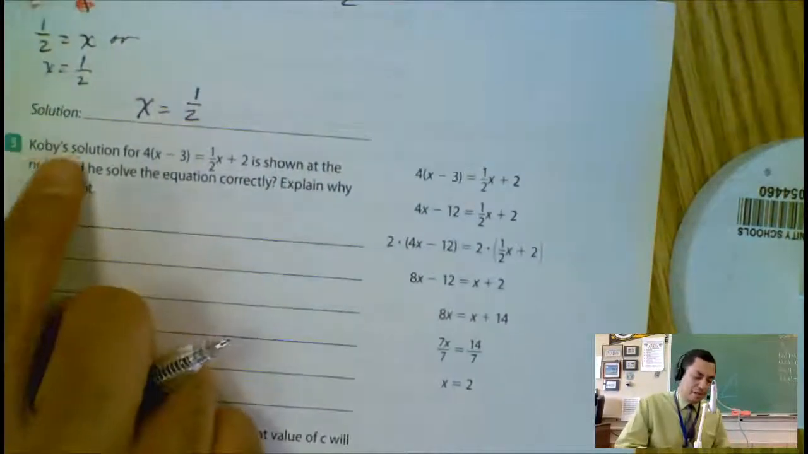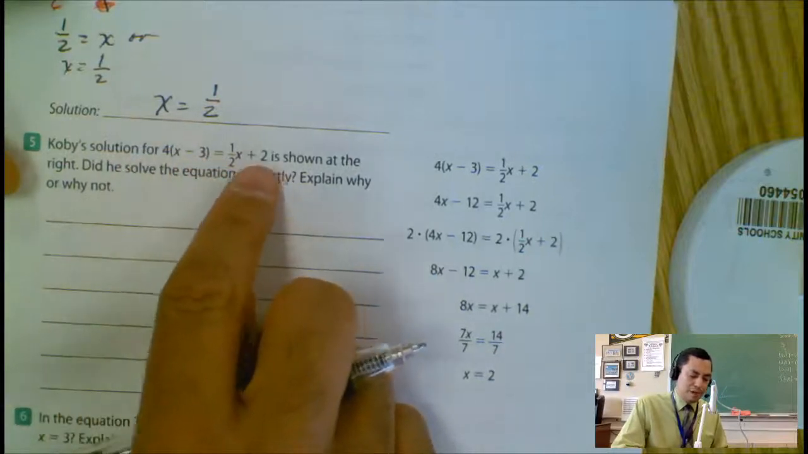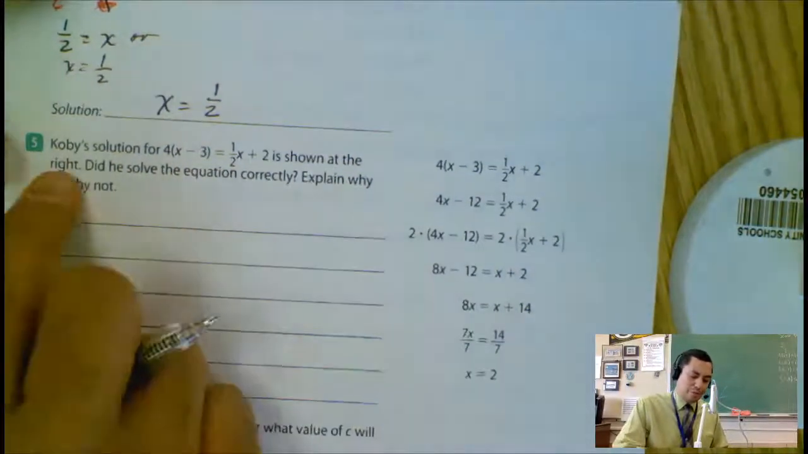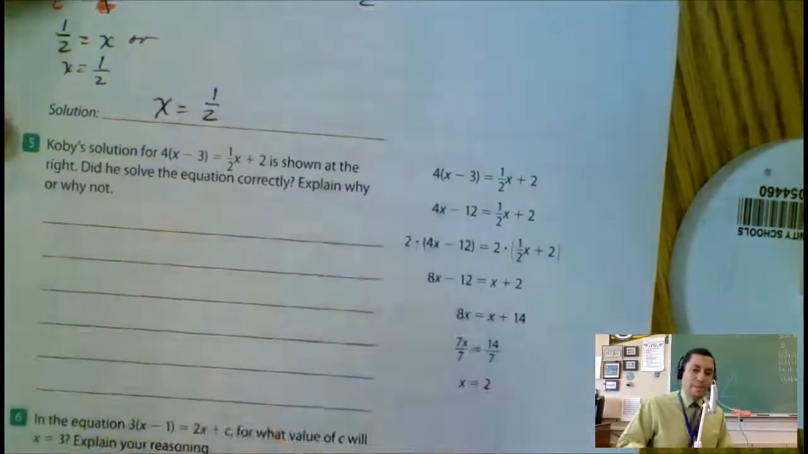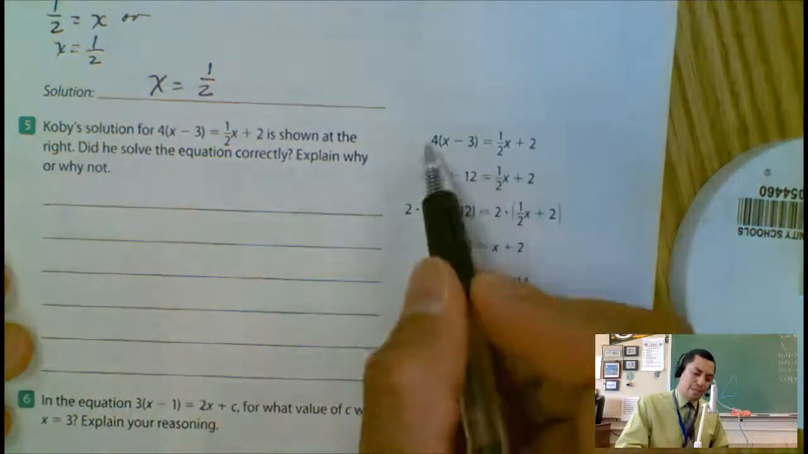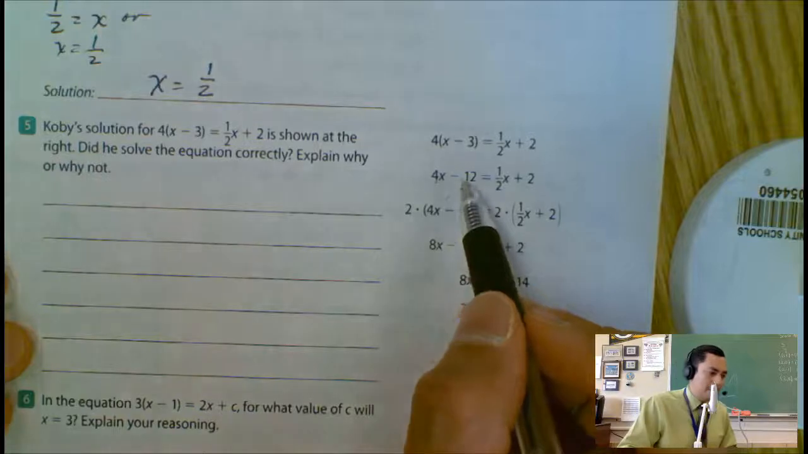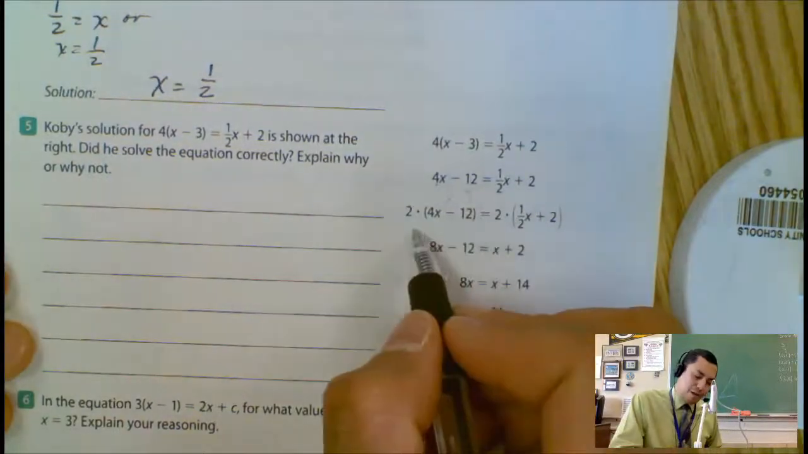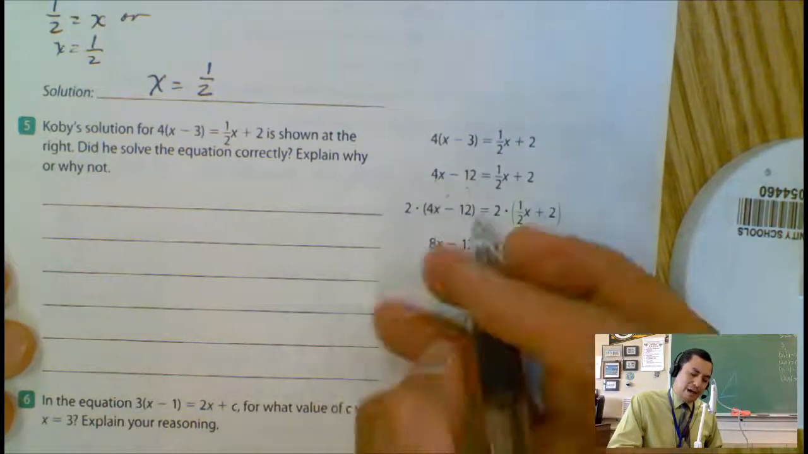Now next one. Kobe's solution for 4x plus 3 equals 1/2 plus 2 is shown at the right. Did he solve the equation correctly? Explain why or why not. Let's take a look. So in this case, from this step here, apply the distributive property, 4x negative 12. Then he multiplied by 2. So 8, here's the mistake.